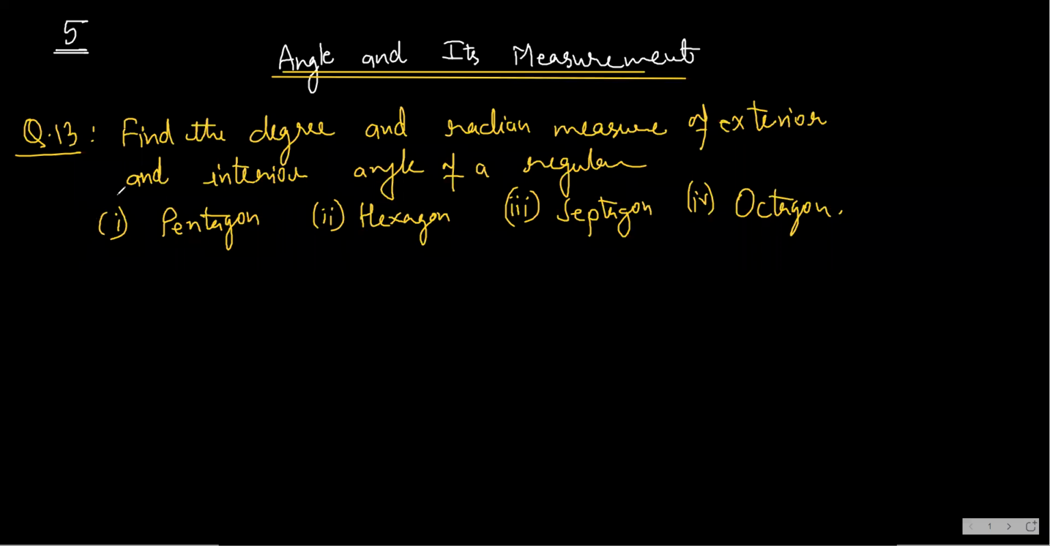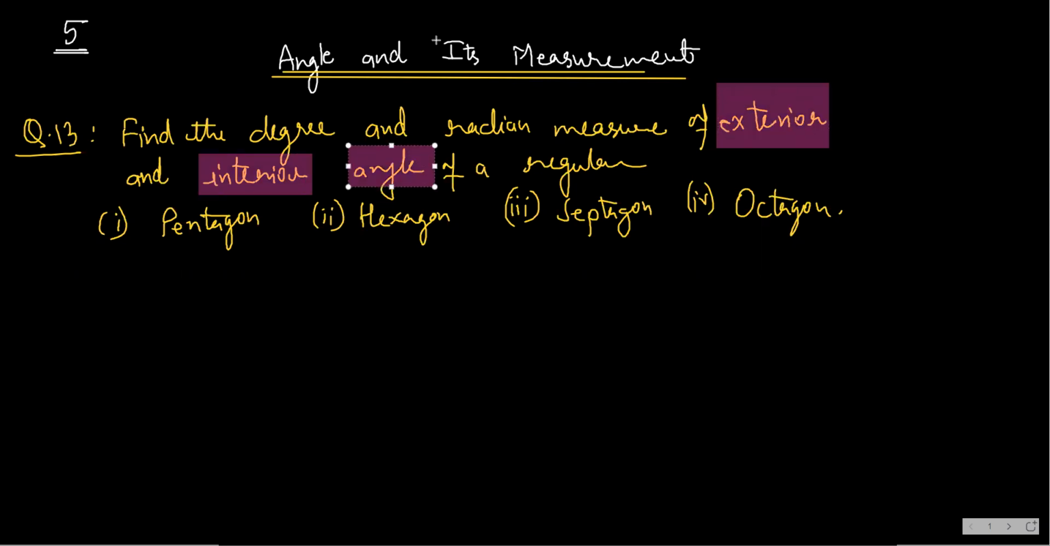That is, find the degree and radian measure of exterior and interior angle of a regular pentagon, hexagon, septagon and octagon. Pentagon is a polygon having 5 sides. Hexagon is a polygon having 6 sides. This is a polygon with 7 sides, and this is a polygon having 8 equal sides. Why do I say equal? Because they have clearly specified it is a regular pentagon, hexagon, heptagon and octagon.